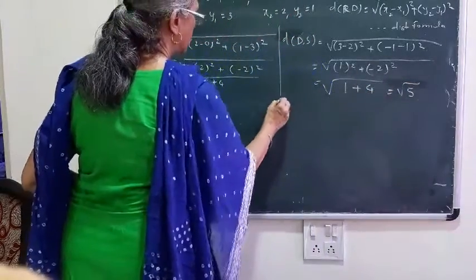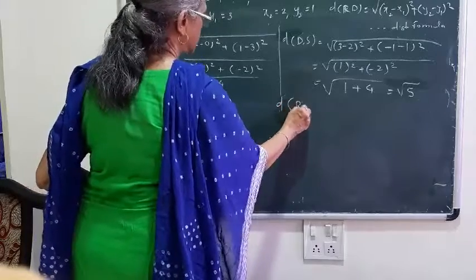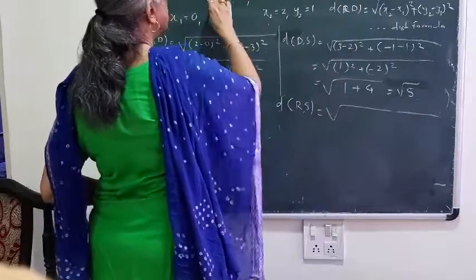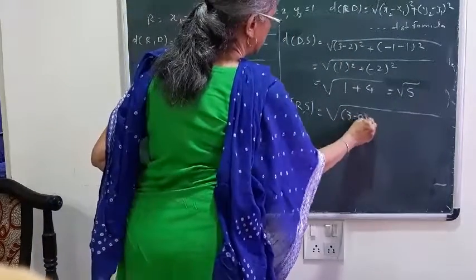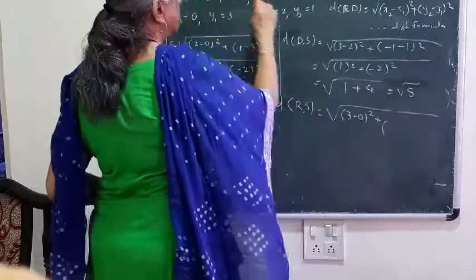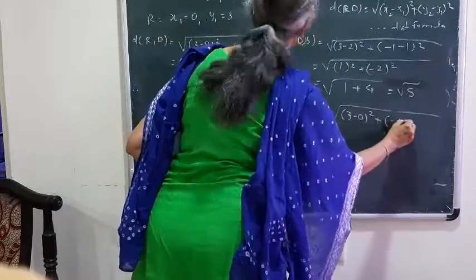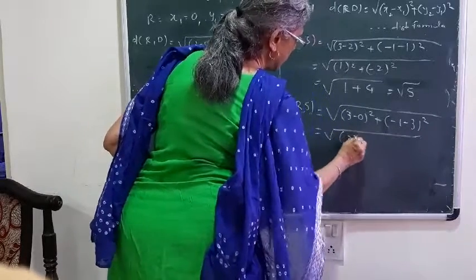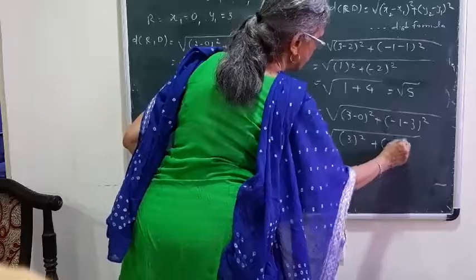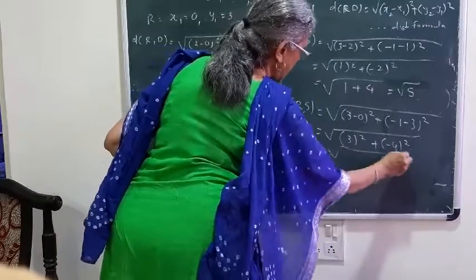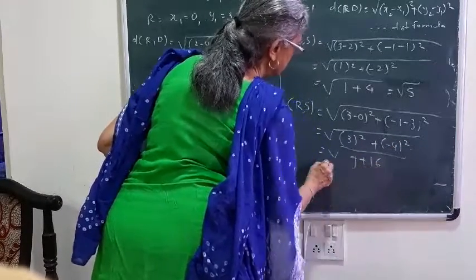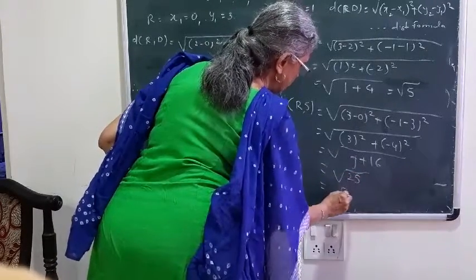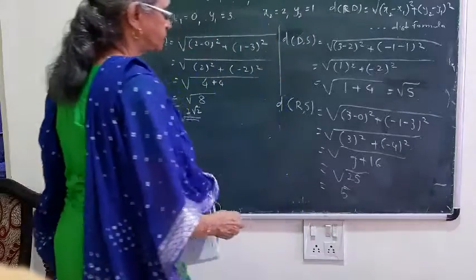And the third distance we are going to calculate is RS. RS means root of (x2 minus x1) square plus (y2 minus y1) square is equal to 3 square plus minus 4 square. So that will be 9 plus 16. So that will be root 25. So that will be 5.